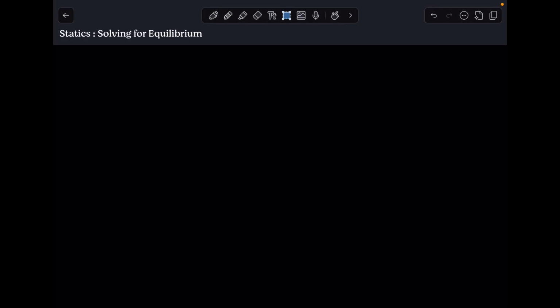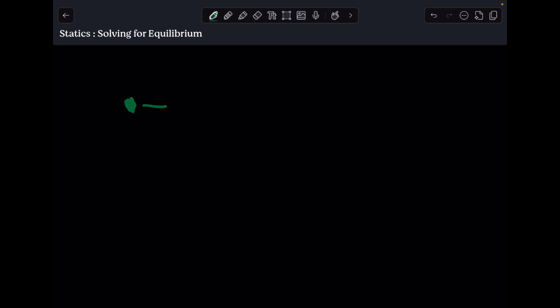Here we're going to be talking about static equilibrium. Basically, what static equilibrium means is that a particle is not moving. It's not going anywhere. It doesn't have any acceleration, right?